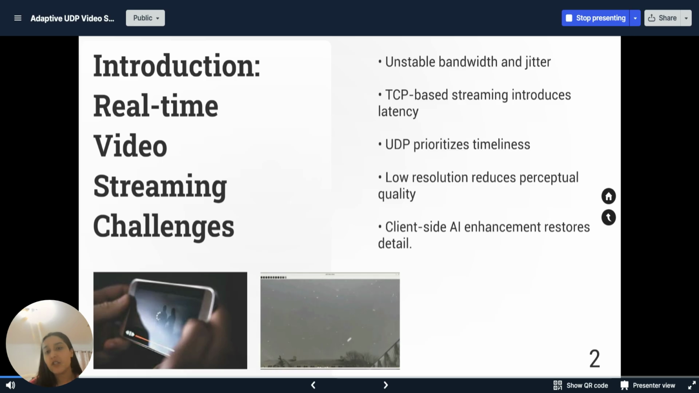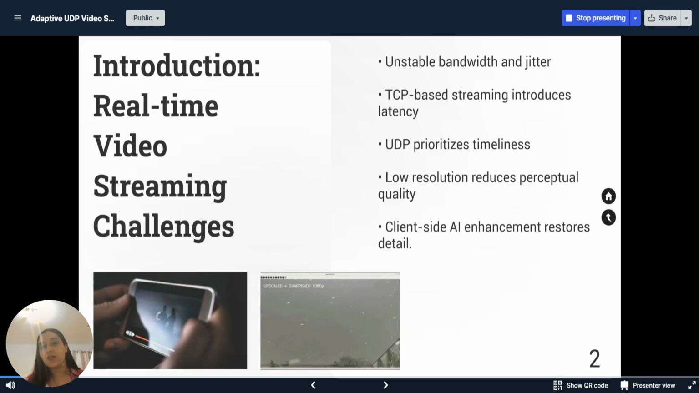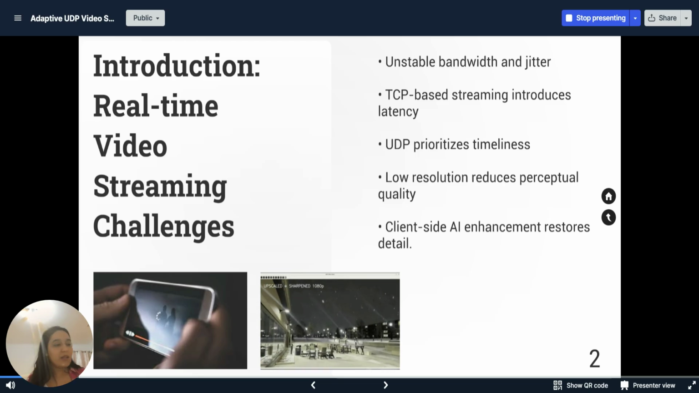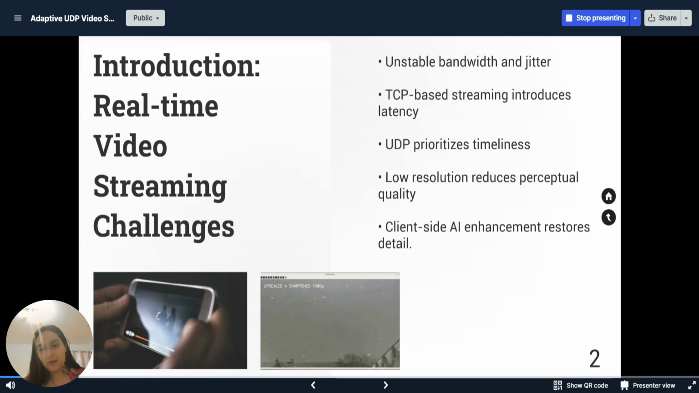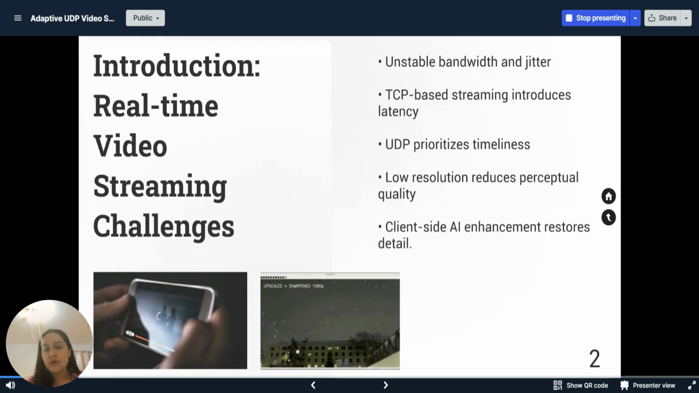all these handshakes. And we see the alternative is UDP. UDP is a best effort protocol. It doesn't really care if you get it all. In videos, really, we don't care if we lose one frame. So UDP prioritizes timeliness. And other than that, we see that low resolution also reduces the heavy load that you're trying to push over your network, but it also reduces perceptual quality, which is something that we don't really want to see.